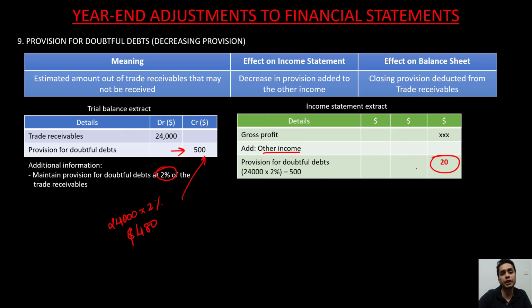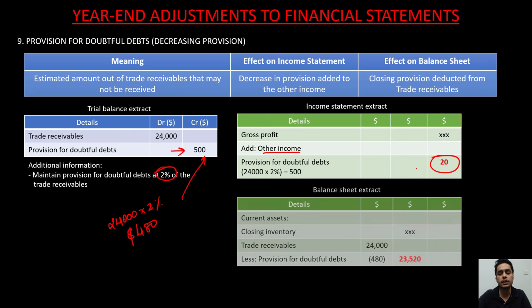In the balance sheet, I told you, always show the closing balance of provision for doubtful debts deducted from the trade receivables to show the net amount of trade receivables as current assets in the balance sheet, and hence 24,000 minus 480, net amount is 23,520.